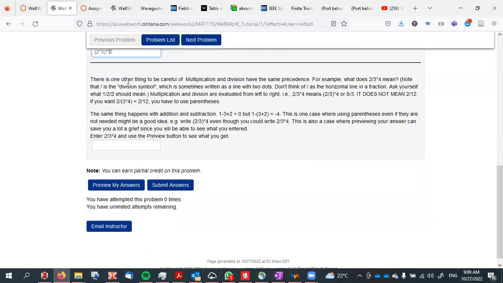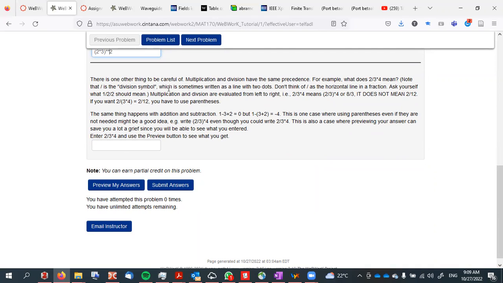there is one other thing to be careful. Multiplication and division have the same precedence. So how will the computer interpret this? It takes the first operation and then the second. For example, if you wrote 2 over 3 multiplied by 4, it means you make the division first and then the result is going to be multiplied by 4.